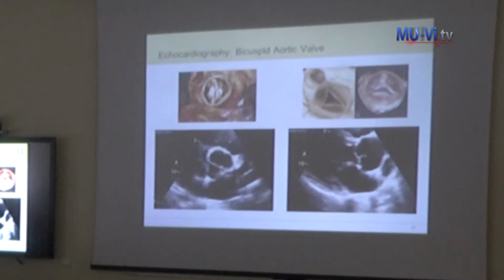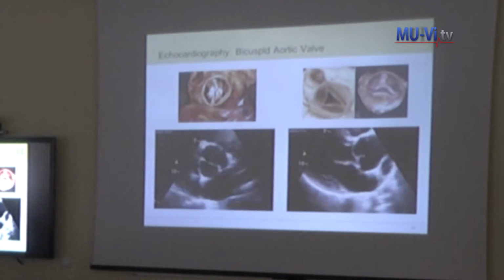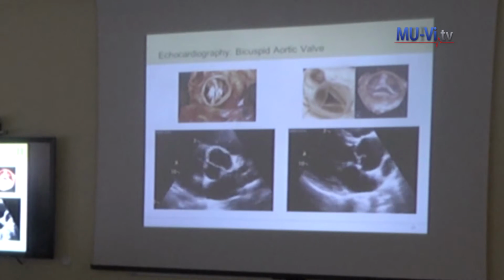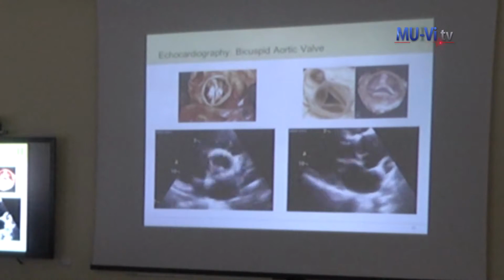What we see here is a bicuspid aortic valve. Sometimes it is genetic, sometimes it is congenital, but sometimes it's a calcification of the former tricuspid valve and it becomes bicuspid. But almost all bicuspid valves have to be operated on at a later time.